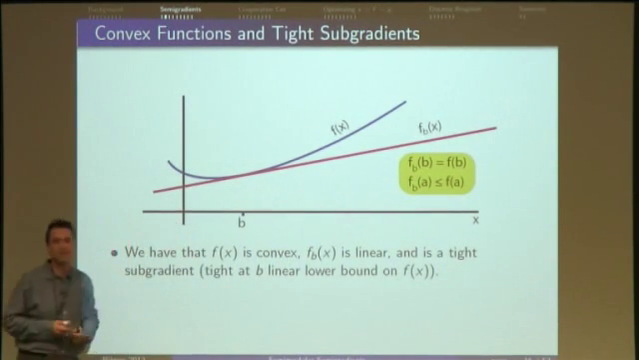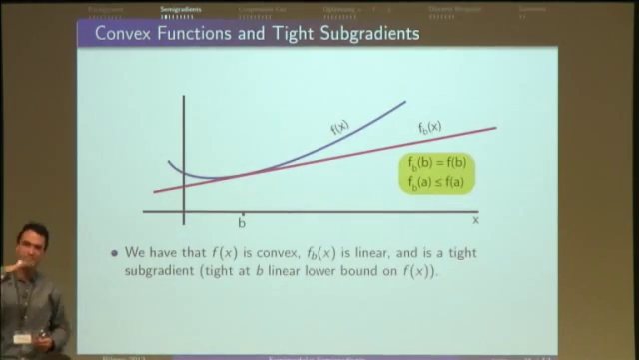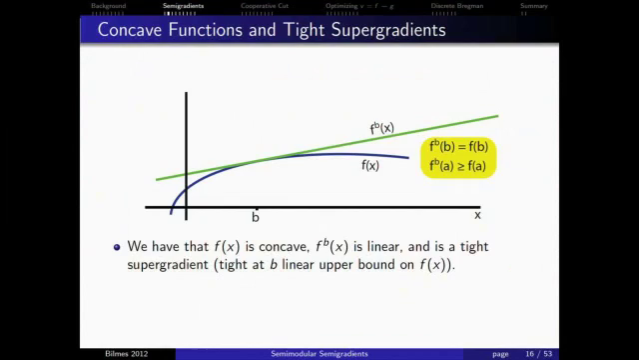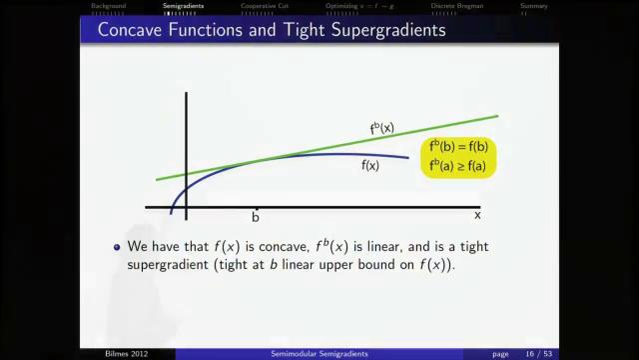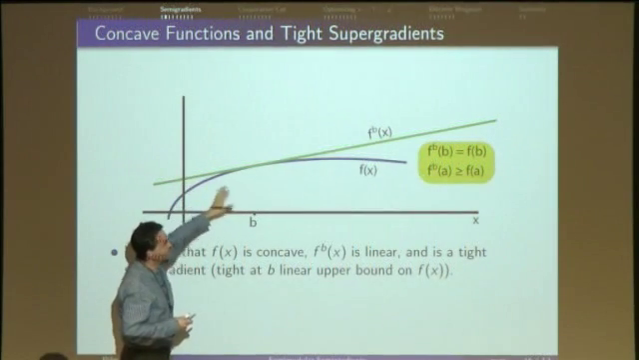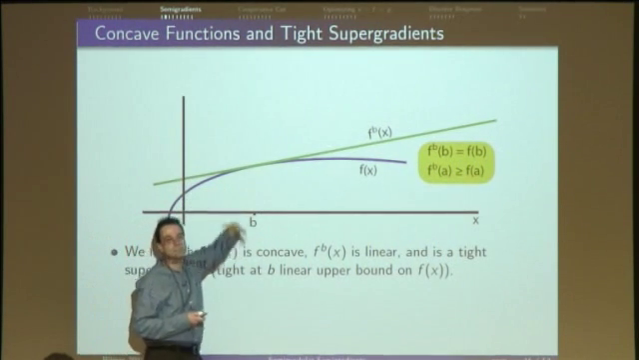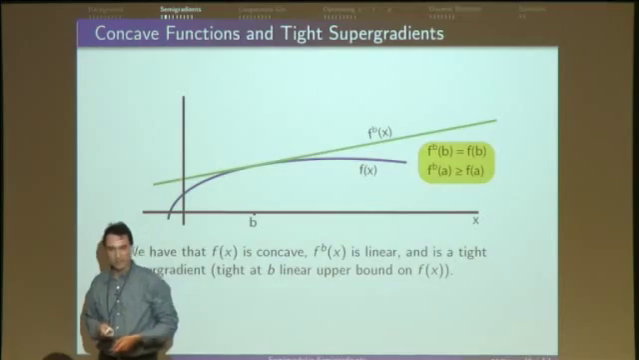It's a linear lower bound that's touching at b of the convex function, and any convex function has that. And if it's a polyhedral convex function, you have multiple linear lower bounds that can exist at the vertex of a polyhedral convex function. And then a concave function has the same kind of thing, except that it's a supergradient, something that's touching at a particular point and it's everywhere above the concave function.